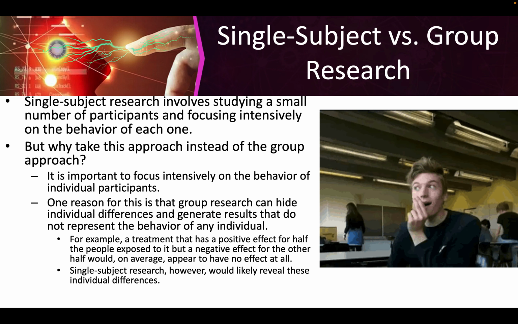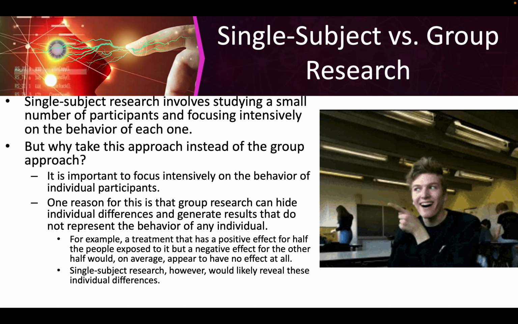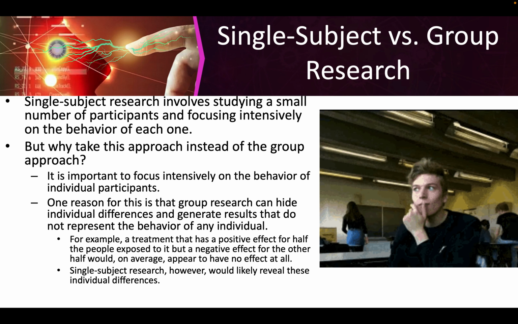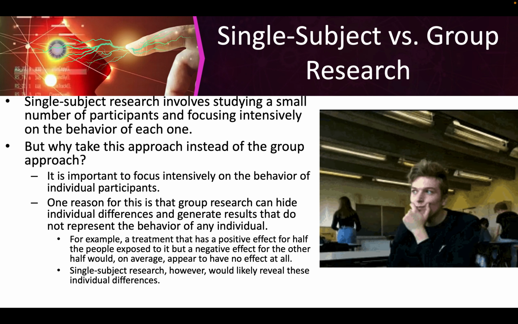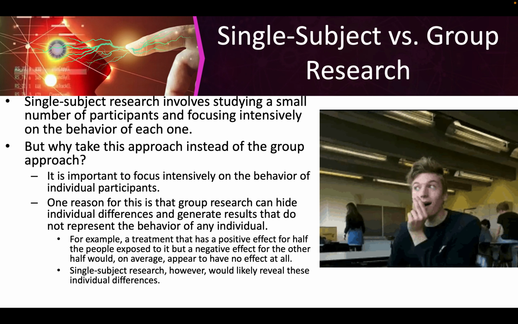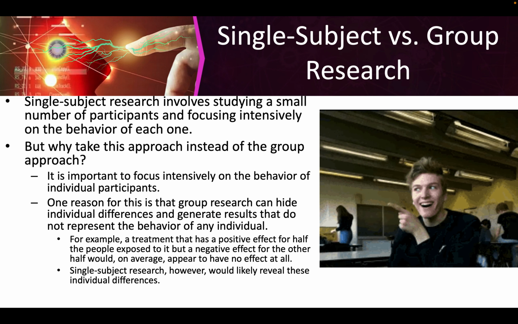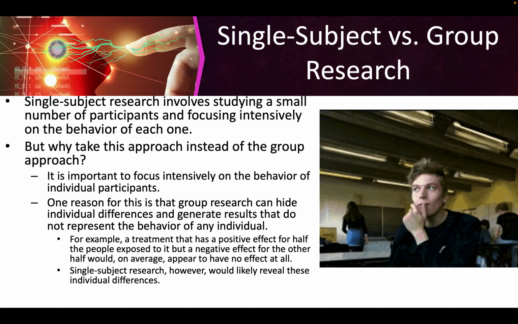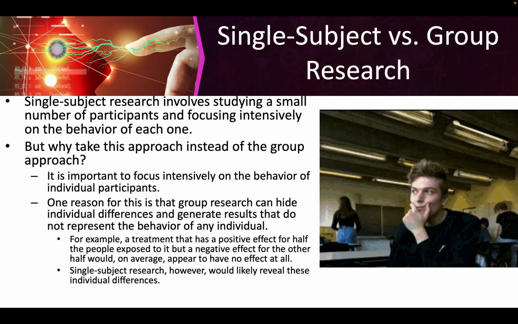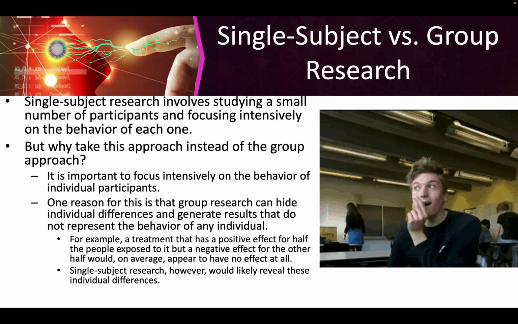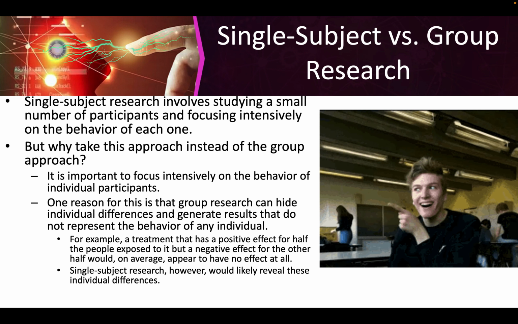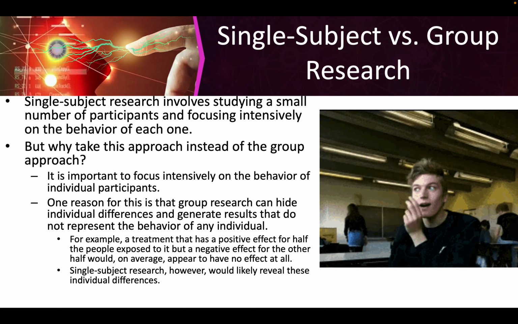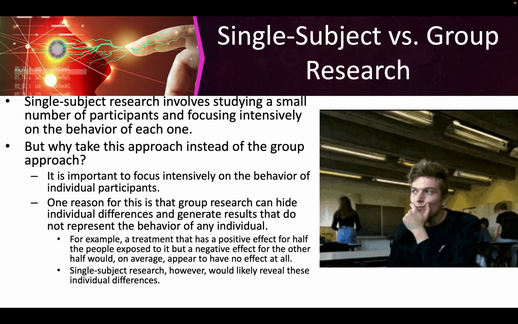Single subject research involves studying a small number of participants and focusing intensively on the behavior of each one. But why take this approach instead of a group approach? It is important to focus intensively on the behavior of individual participants. One reason for this is that group research can hide individual differences and generate results that do not represent the behavior of any individual. For example, a treatment that has a positive effect for half the people exposed to it, but a negative effect for the other half, would on average appear to have no effect at all. Single subject research, however, would likely reveal these individual differences.